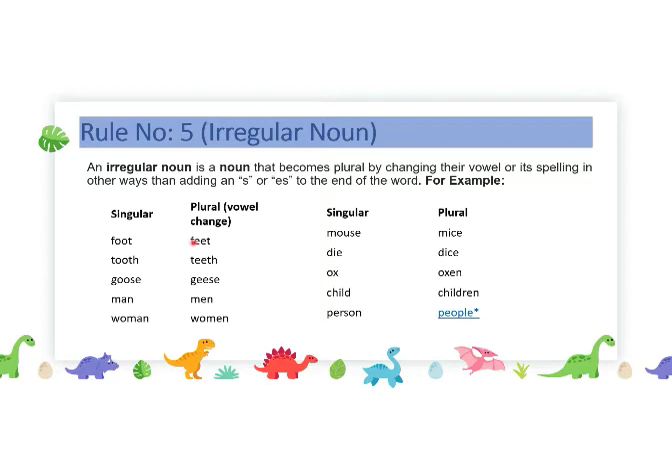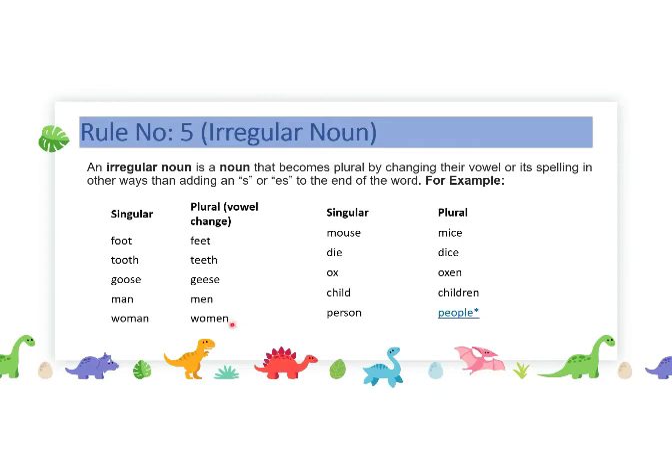This was a change in the sound. Okay, a change in the vowel. See, this double O became double E. This double O became double E. Again, the double O from goose became double E in geese. Here, A in man is changed to E. Again, here, A in woman changed to women.